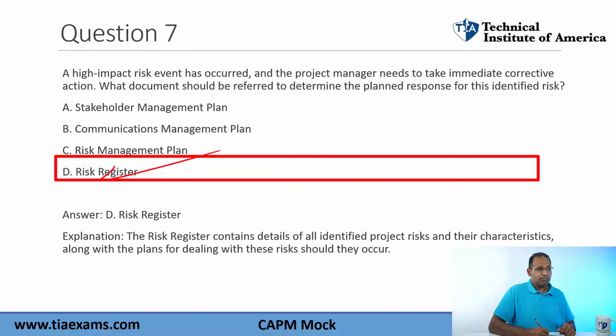The risk management plan, this is going to say, like I said, how to manage risk. Communication is how do we communicate with stakeholders and how we're going to keep them. Stakeholder management, it should be called engagement plans. This one really does not exist. So the best answer here is going to be D.